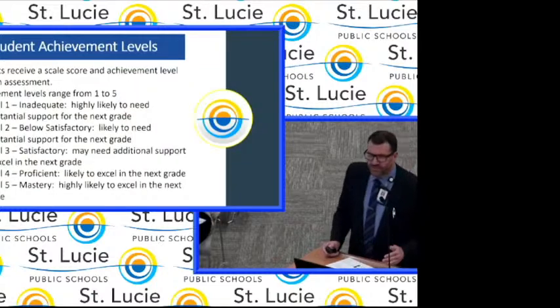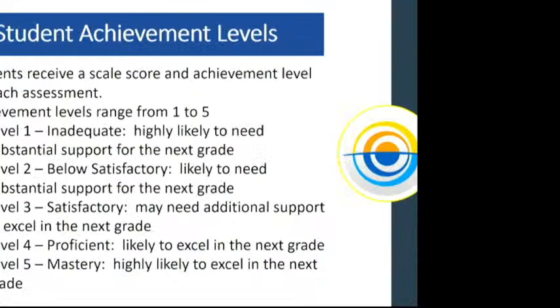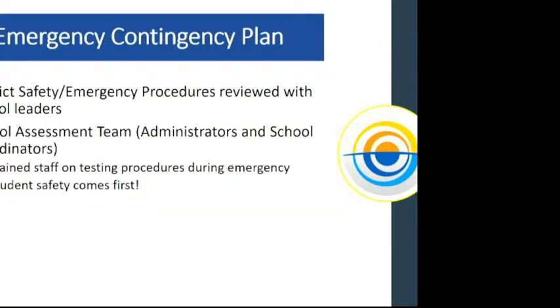So when we finally get those scores back and we're looking at them and trying to figure out what they mean, I included the levels, so level 1 through 5. 5 is what we're pushing for with every student. 3 essentially is saying that they're on grade level.